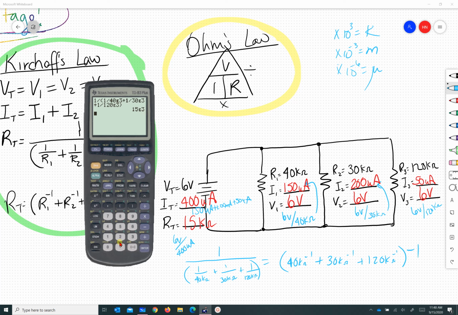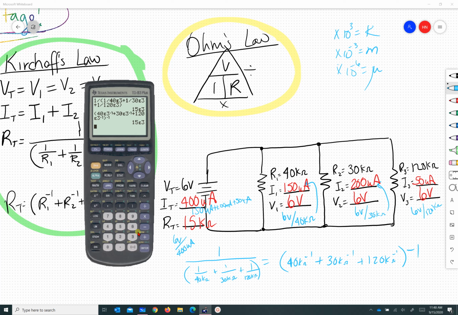There was a lot of typing, so like I said, I prefer to do it like on the right hand side. So you type parentheses and you say 40 kilo, and then you press the inverse key, plus 30 kilo, and then you press the inverse key, plus 120 kilo, and then you press the inverse key, and you close the parentheses and press the inverse key one more time, and you get the same answer.